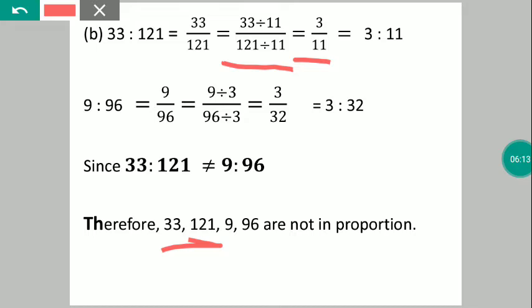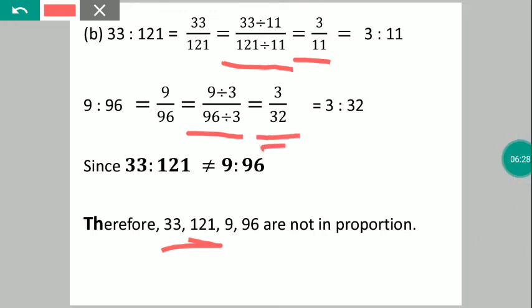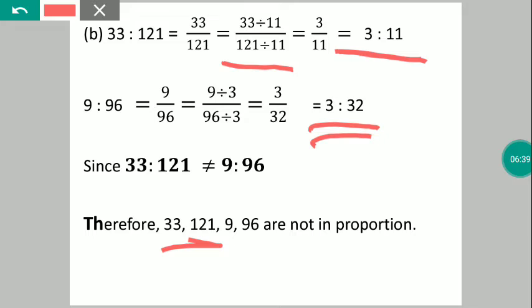Now 9 to 96, so 9 upon 96. Divide numerator and denominator by the highest common factor of 9 and 96, that is 3. So 9 divided by 3 and 96 divided by 3 is equal to 3 upon 32. So the ratio of 9 to 96 is 3 to 32, and the ratio of 33 to 121 is 3 to 11. Both ratios are not equal. So 33 to 121 is not equal to 9 to 96. Therefore 33, 121, 9, 96 are not in proportion.